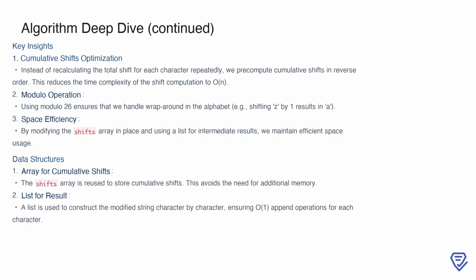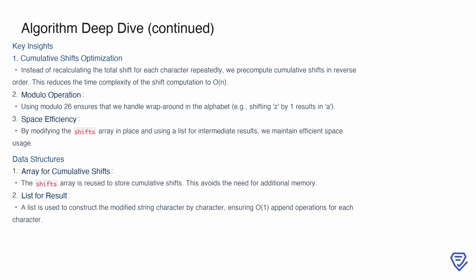This algorithm relies on several key insights to achieve its efficiency. First, the cumulative shifts optimization is crucial. By pre-computing the total shift for each character in reverse order, we avoid redundant calculations and reduce the overall time complexity to O(n). Second, the use of modulo 26 ensures that shifts remain within the bounds of the alphabet, which is particularly important for handling wraparound cases like shifting Z forward by 1 to reach A.